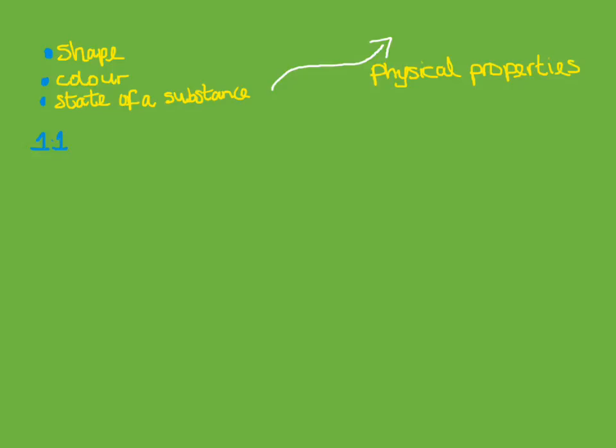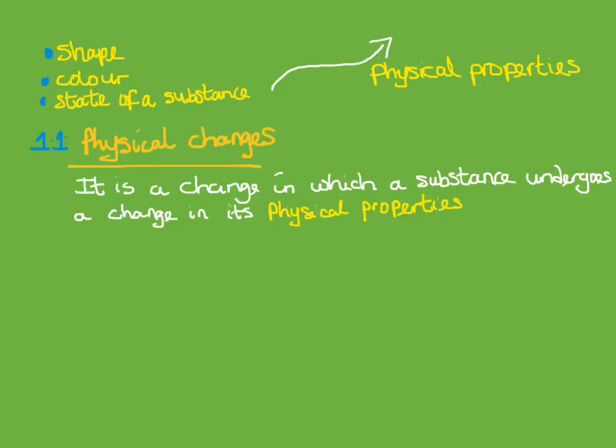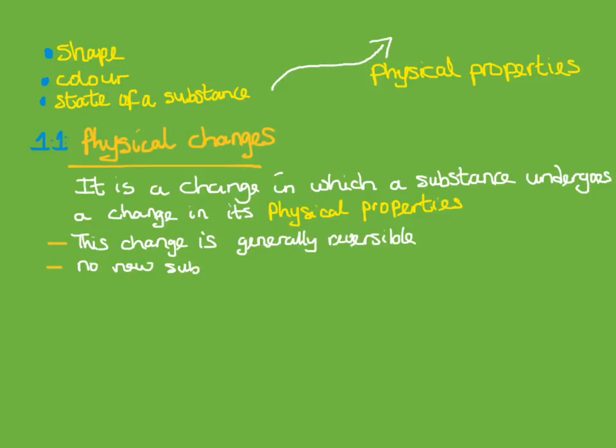So, we'll begin by defining a physical change. It is a change in which a substance undergoes a change in its physical properties. Physical properties are those which we mentioned above, that is, shape, size, color, state. It should be noted that this change is generally reversible and no new substance is formed.